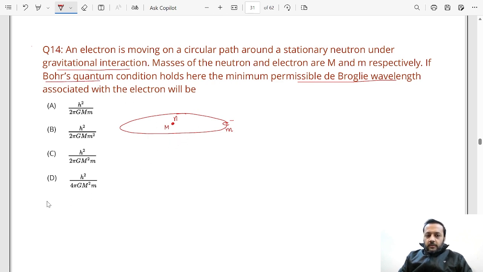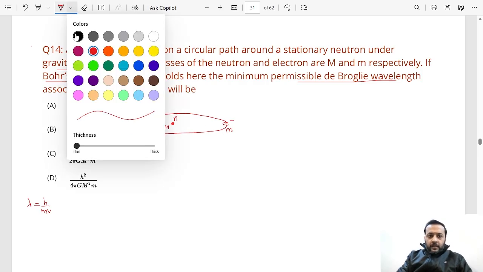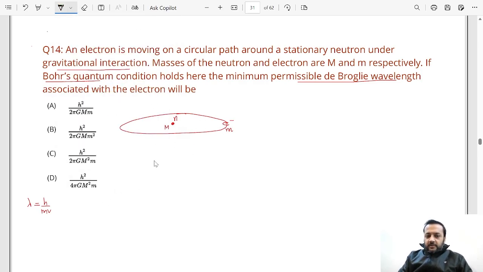Now look, the de Broglie wavelength lambda is equal to h upon mv. So minimum lambda will occur when velocity will be maximum. That means we will try to maximize the velocity of the electron. Now look, the gravitational attraction between the electron and the neutron, which will be G into M m by r square, will be providing the required centripetal force to the electron to move in the circular orbit. So you can write it as mv square by r. Okay, this is the centripetal force, mv square by r, which is because of the gravitational pull of the neutron.